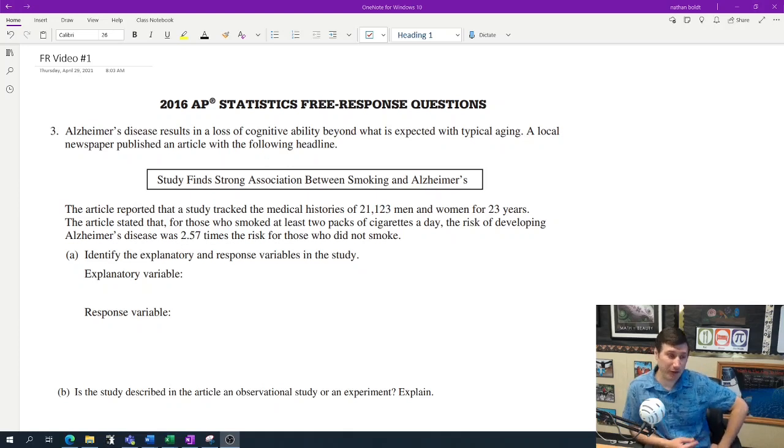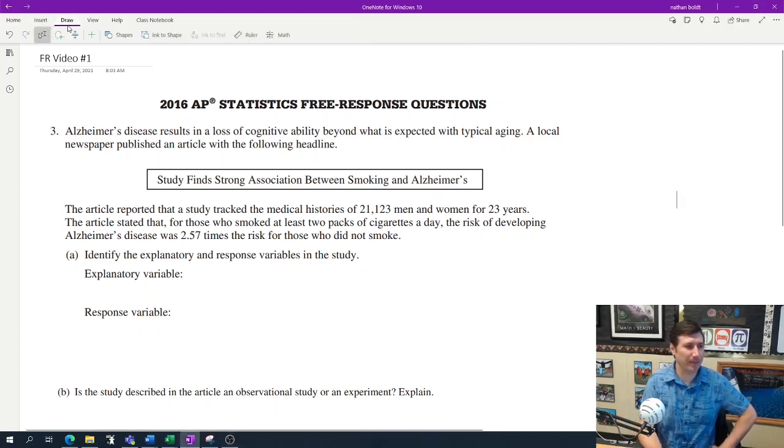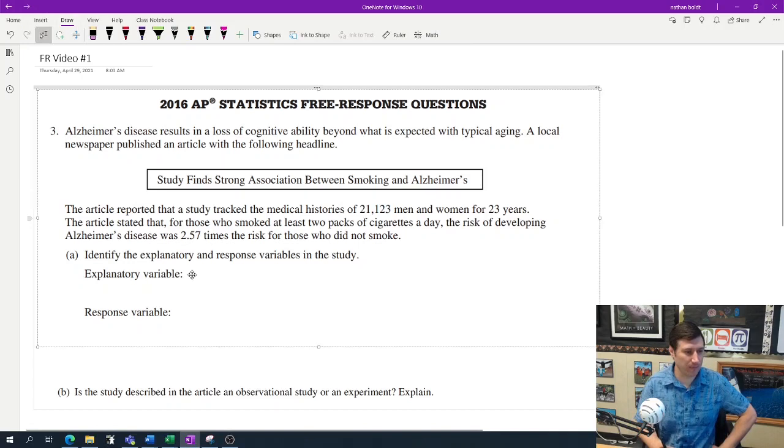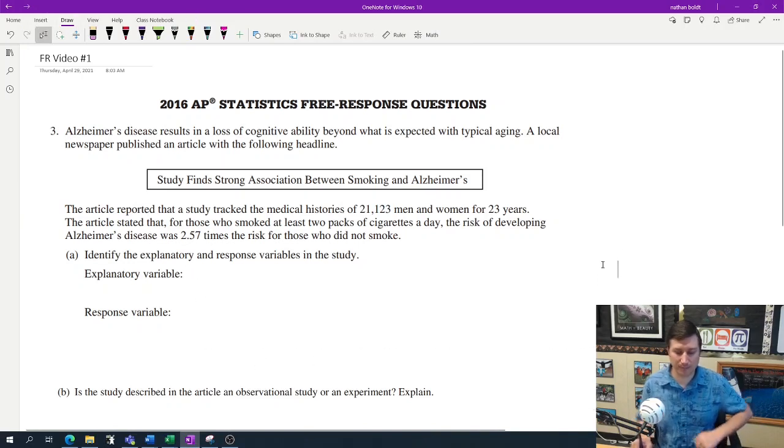All right. So first question here, identify the explanatory and response variables in the study. All right, so first the explanatory variable. Can I write over this picture? All right, sorry about that.